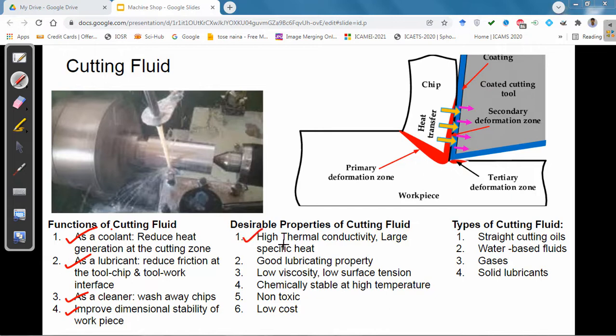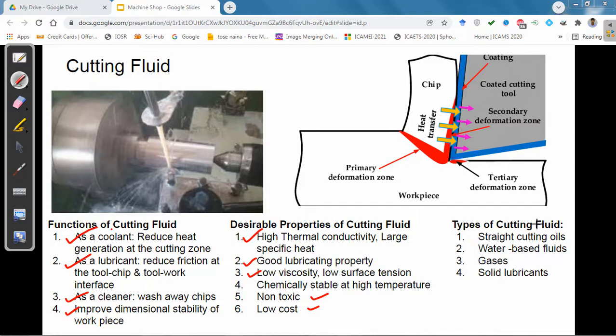Now, what are the desirable properties of the cutting fluid? They should have very high thermal conductivity and large specific heat. And good lubricating property, low viscosity and low surface tension, chemically stable at high temperature, definitely non-toxic and low cost.